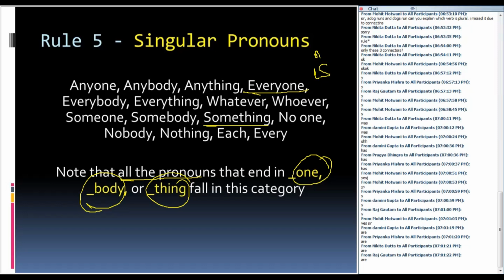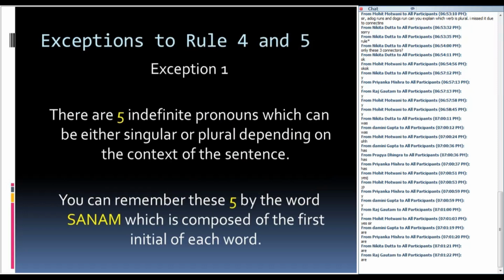But now, we'll also have to discuss exceptions. There are exceptions also. So let us take a look at the exceptions. The exceptions that we will discuss are exceptions to rule number 4 and rule number 5. There are 3 exceptions to rule number 4 and 5. Number 1.